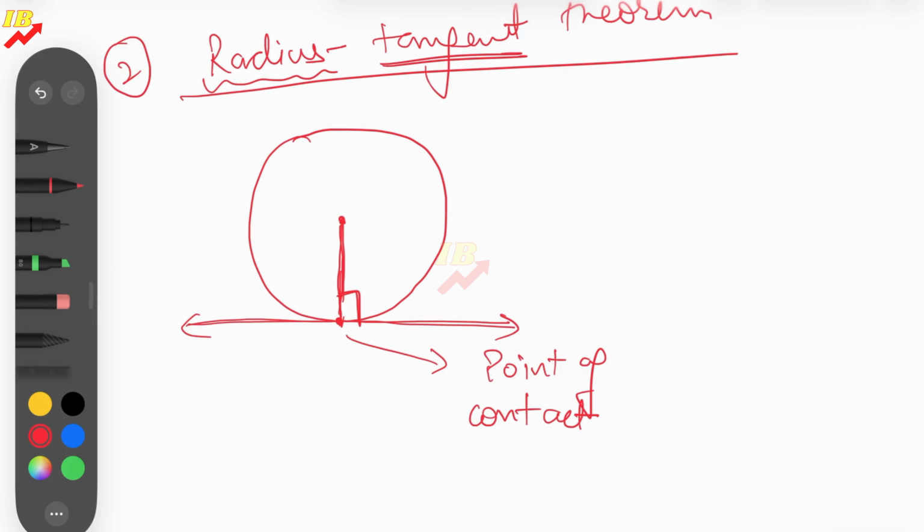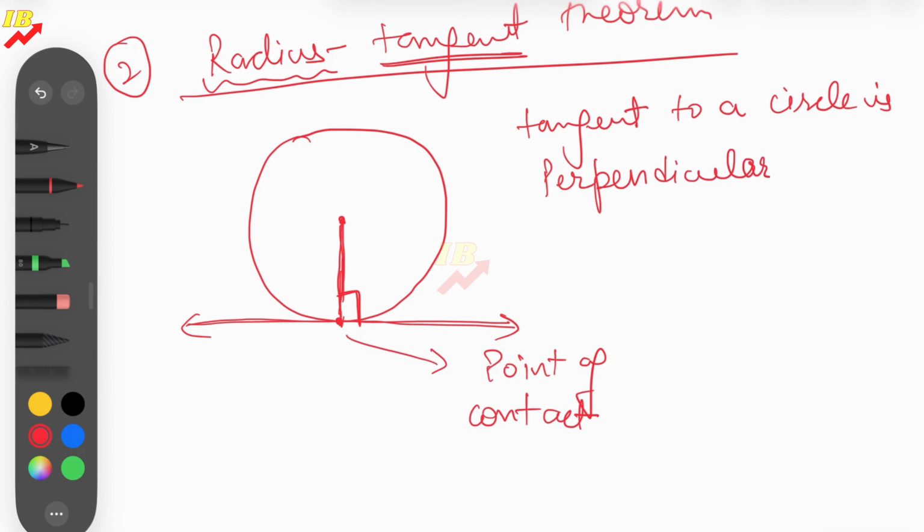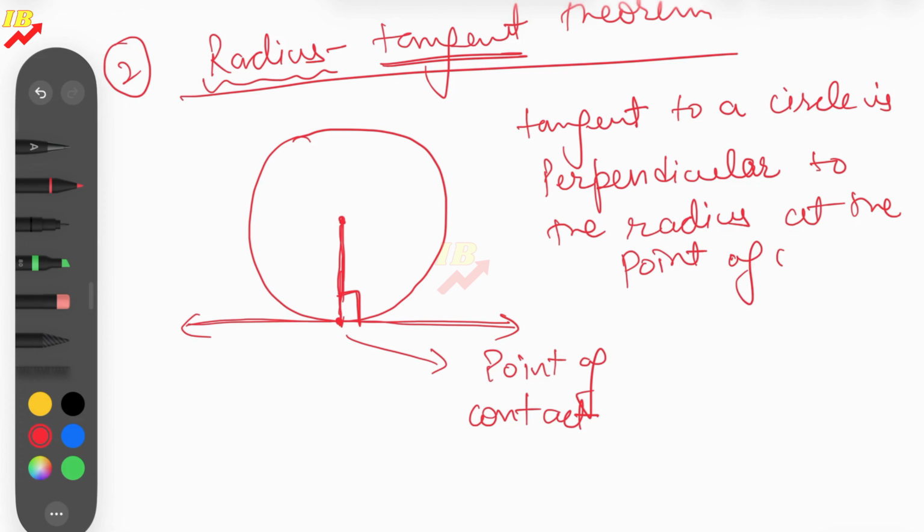So if I am going to write the full statement here: tangent to a circle is perpendicular to the radius at the point of contact. That's how it should be. Okay, let me just take a quick example.